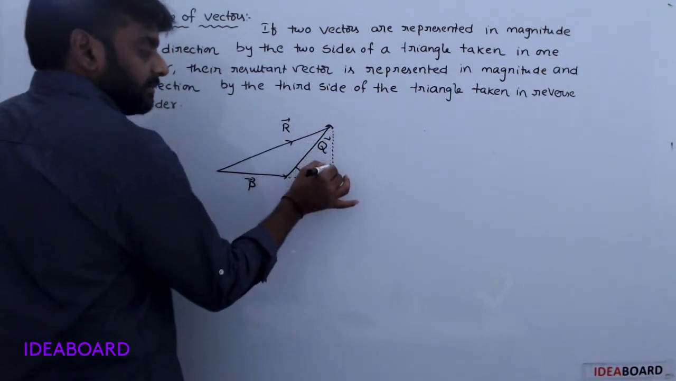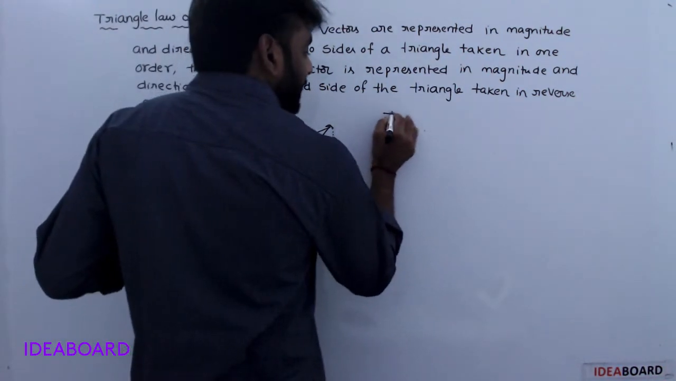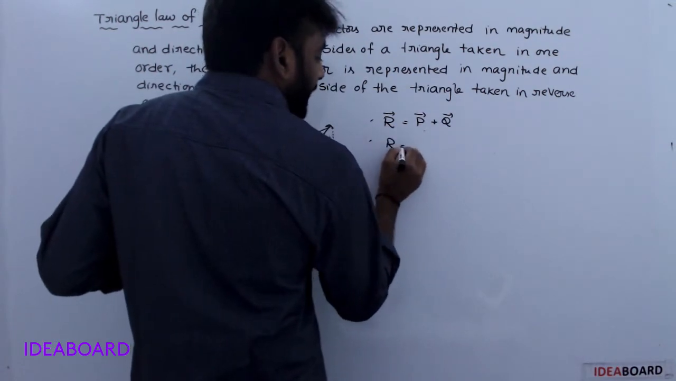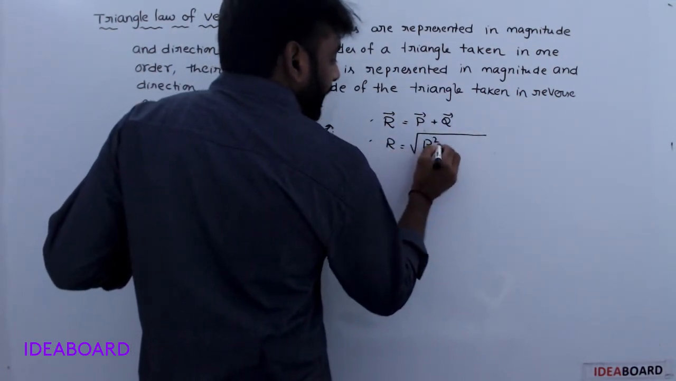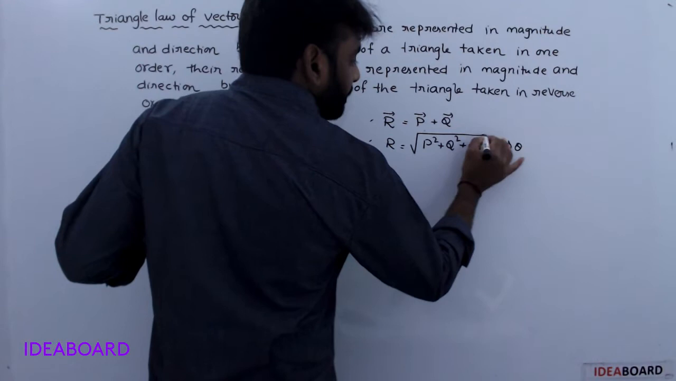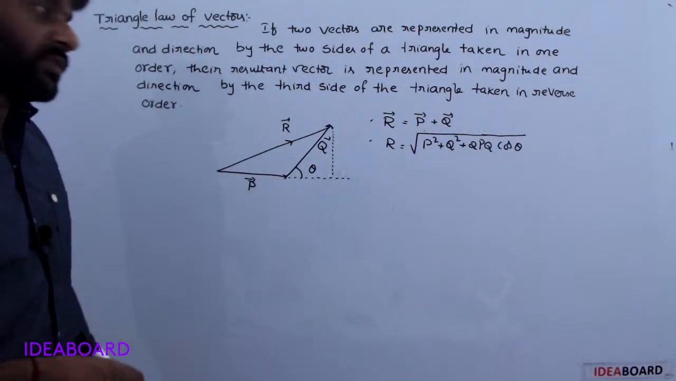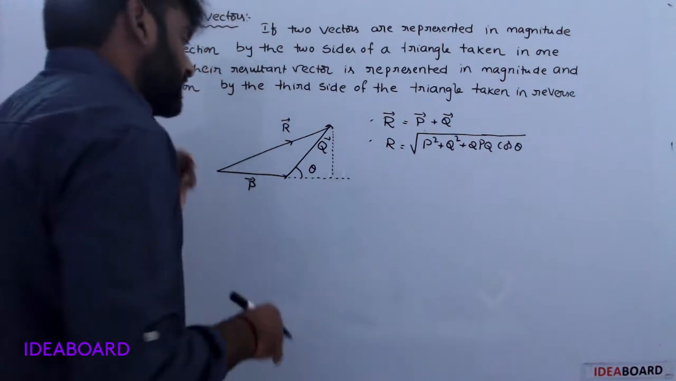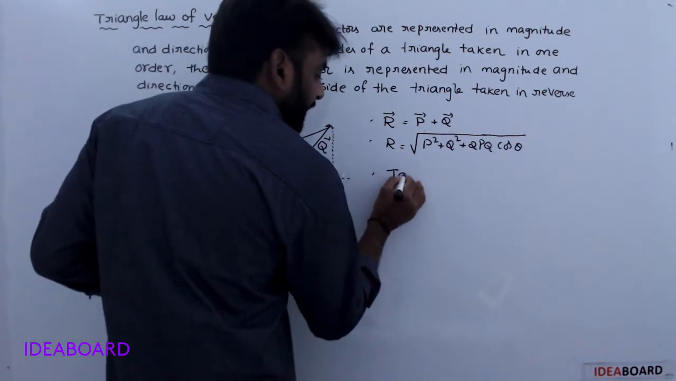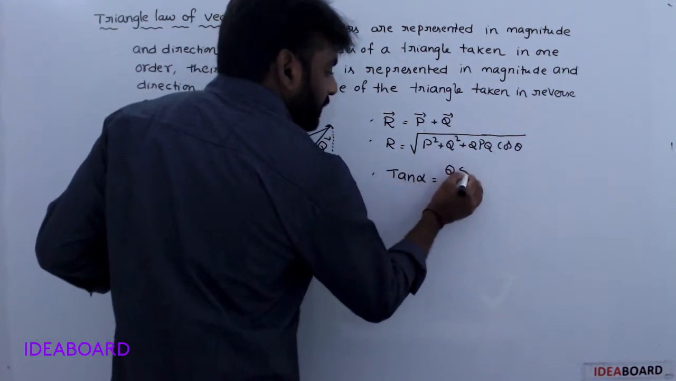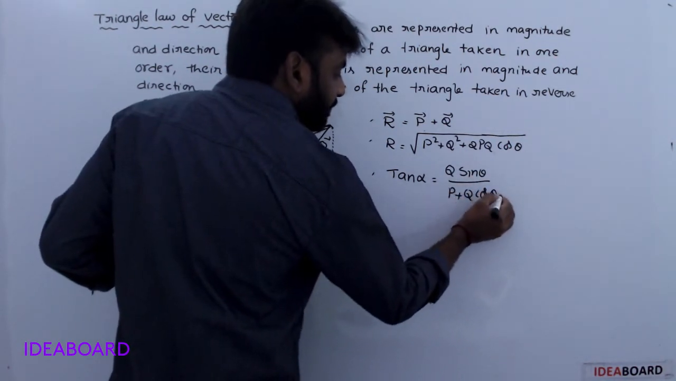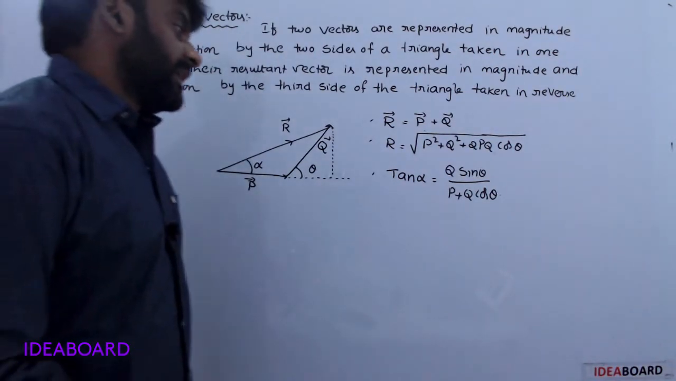Draw the normal here. So R bar is equal to, in vector form, P bar plus Q bar, and its magnitude is square root of P square plus Q square plus 2PQ cos theta. Understood? Here alpha represents the direction, which means tan alpha is equal to Q sin theta by P plus Q cos theta.